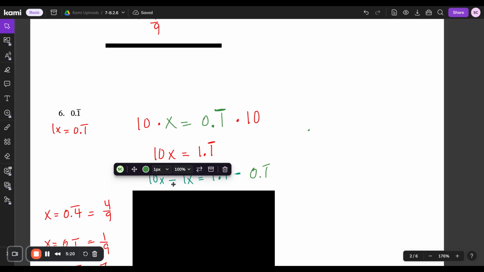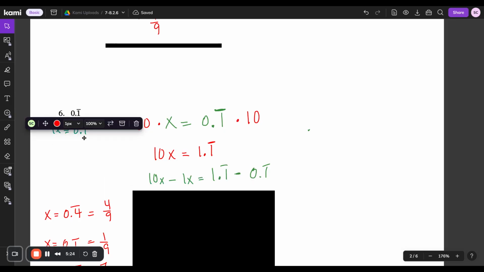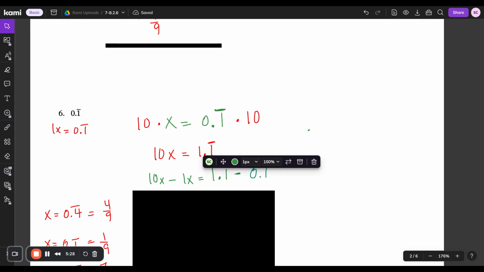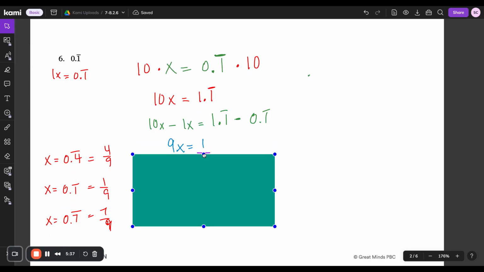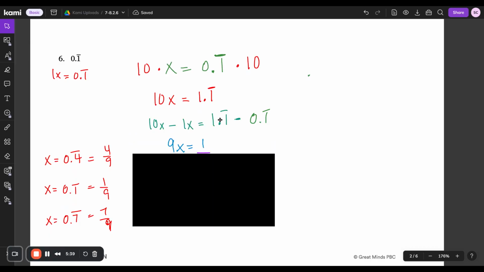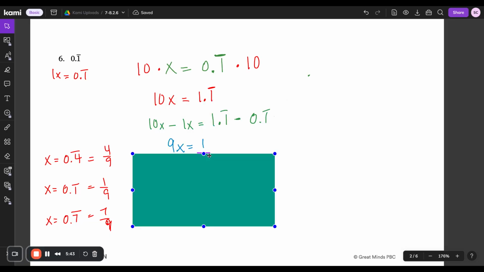And for this part where I have minus 1x, remember we said 1x is equal to 1/10 repeating, so this is going to be minus 1/10 repeating. Again, I'm just substituting what I know for my values into my equation. On this side, 10x minus 1x is equal to 9x, and the 1 and 1/10 repeating minus 1/10 repeating leaves us with 1.